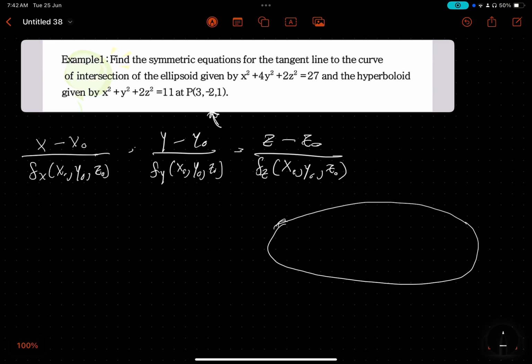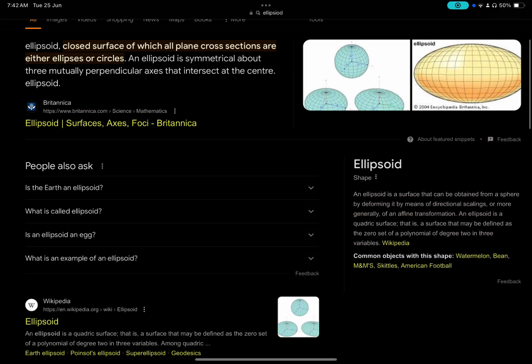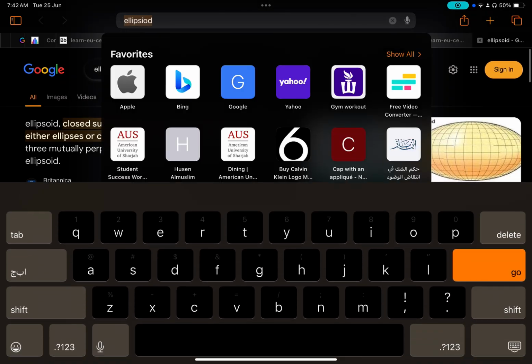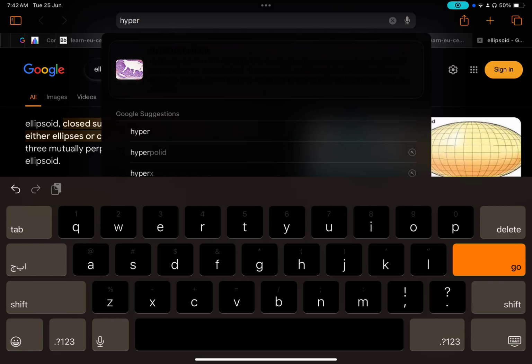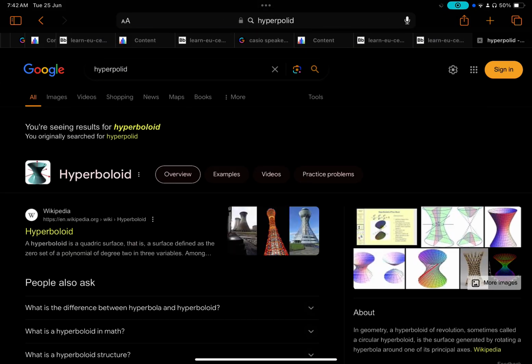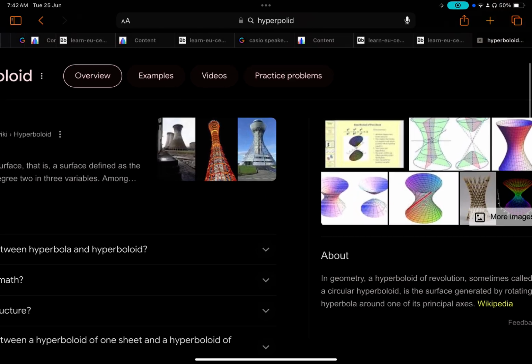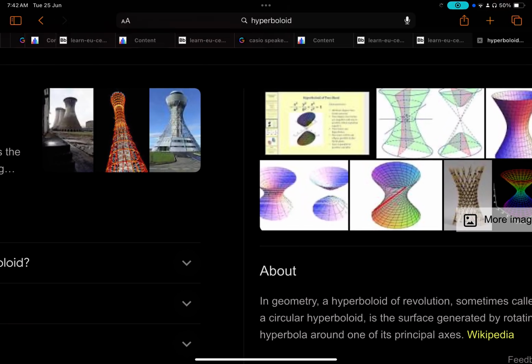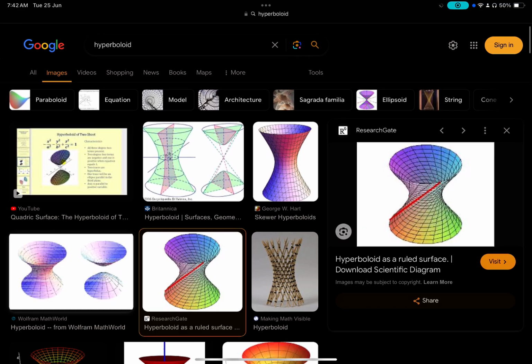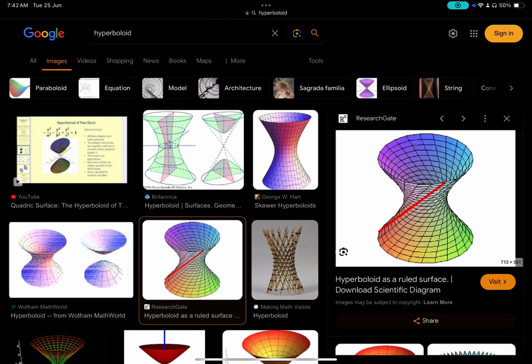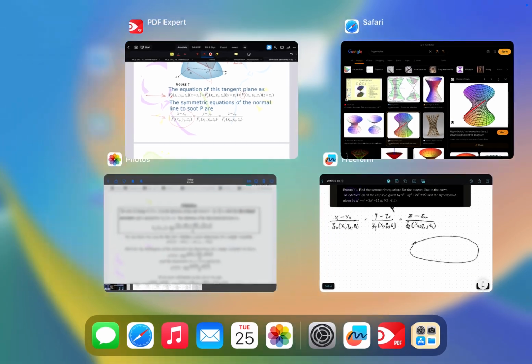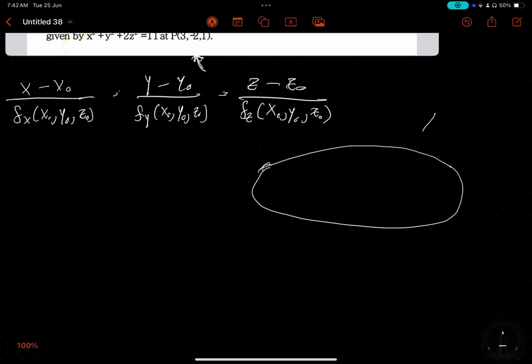Okay, and then we have the hyperboloid. Let me show you the hyperboloid. This is the hyperboloid. It's like a cone, like two cones put together. This is the shape of the hyperboloid. So it's going to be something like this.